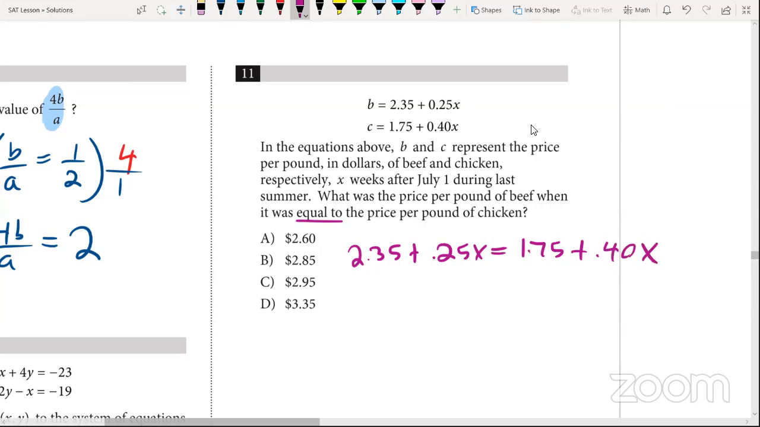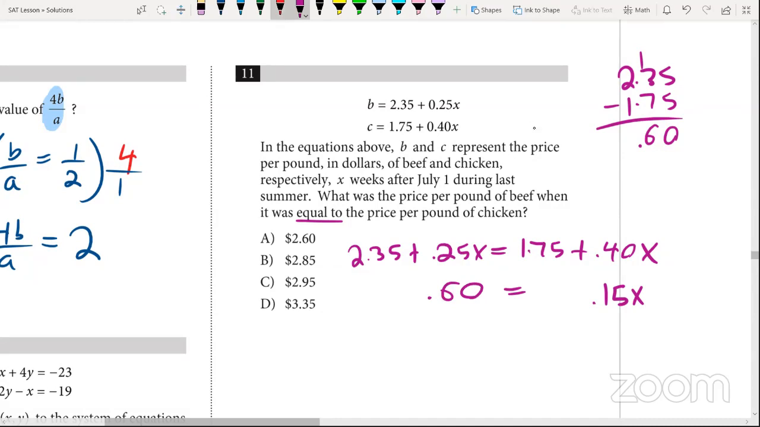Take away 0.25x from both sides, and you'll get 0.15x, and take away 1.75 from both sides. 2.35 minus 1.75 is 0.60. I thought it was 60 in my head, but I didn't want to be too quick with it. Now we got 0.60 equals 0.15x. Divide by 0.15 on both sides. And 0.60 divided by 0.15, you can do long division if you like, but the answer is 4.